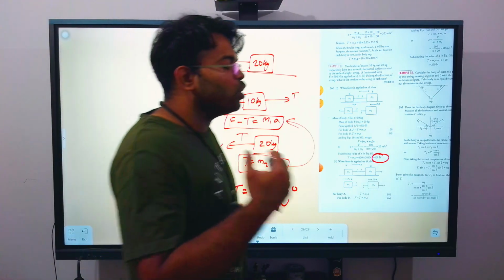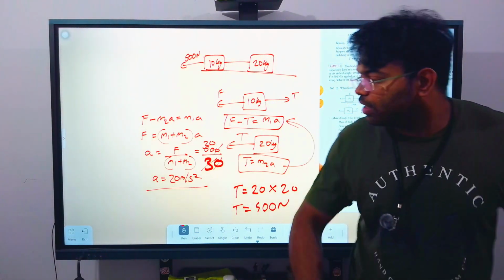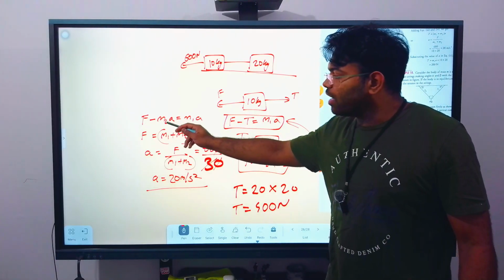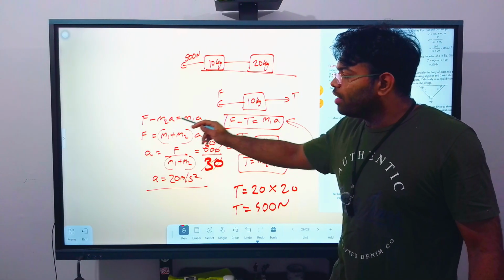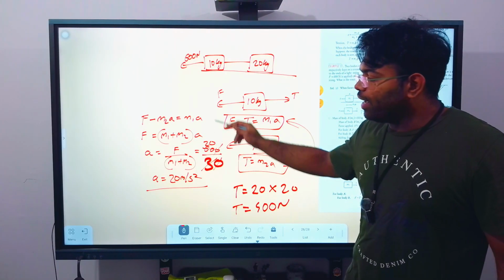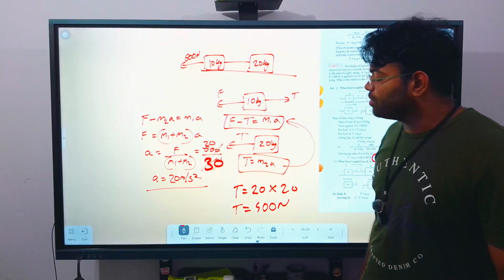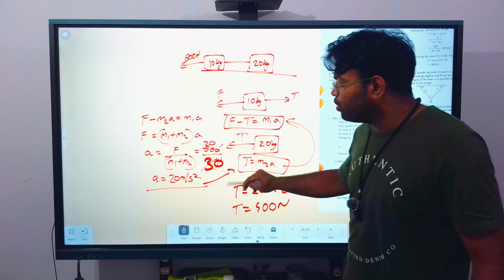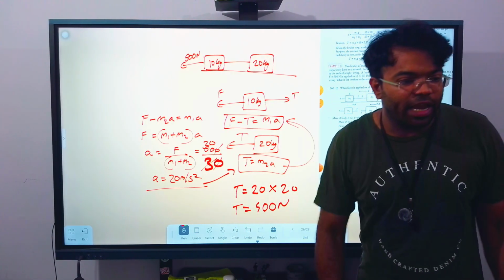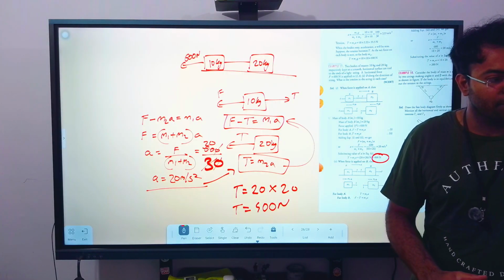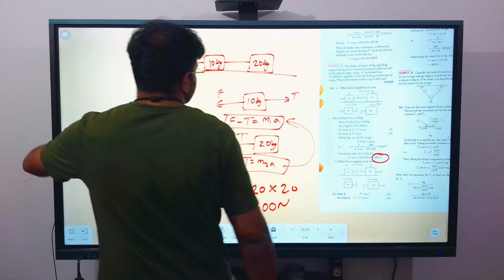So tension became 20 into 20. Sorry, the force became F minus m2a is equal to m1 into a. F is equal to m1 plus m2 into a. Acceleration became 20 meters per second square, and you use this value here to put the answer. Any doubts? Okay, let's move on to the next one.